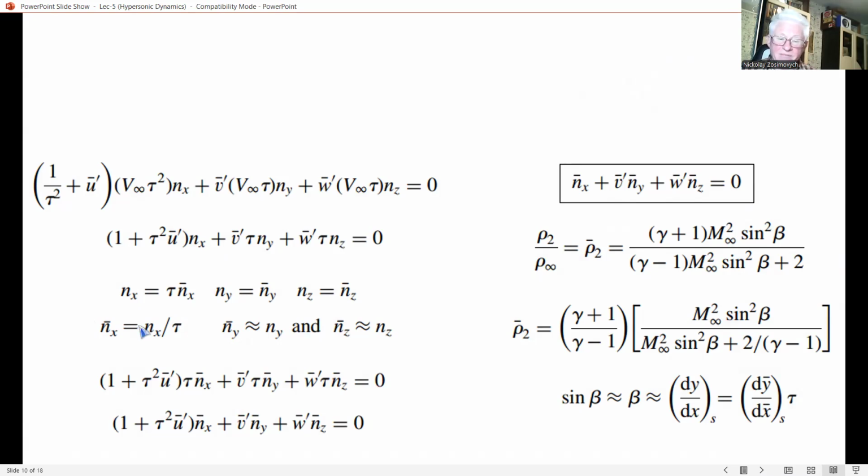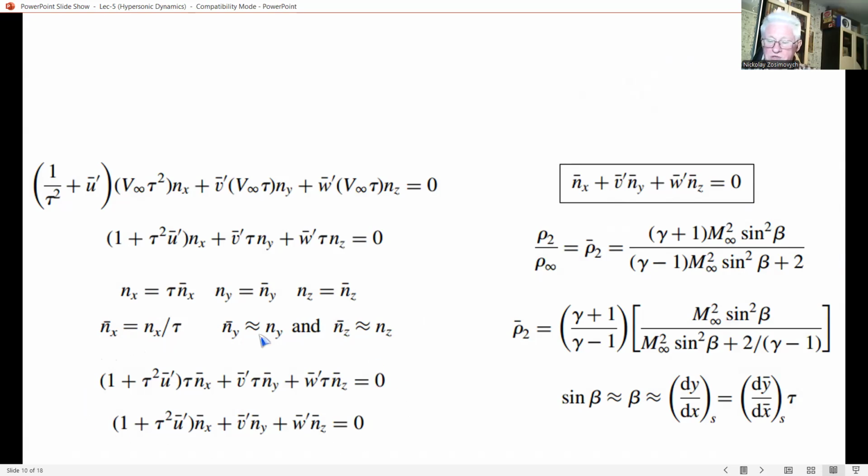At the same time, we can say that n average y is nearly the same value as n y. And the same situation with n average z: it will be approximately the same as simply nz. And this is the justification for our equation. With the relations given in our equations here, the boundary condition becomes the next form here.